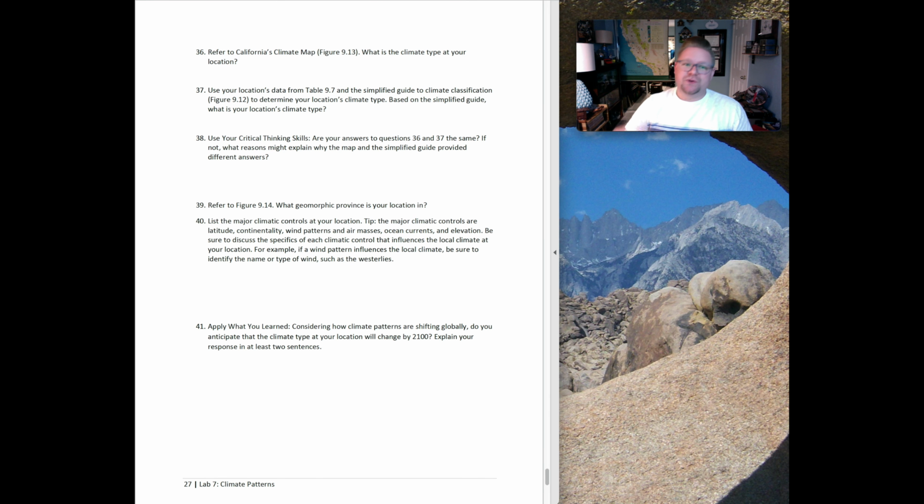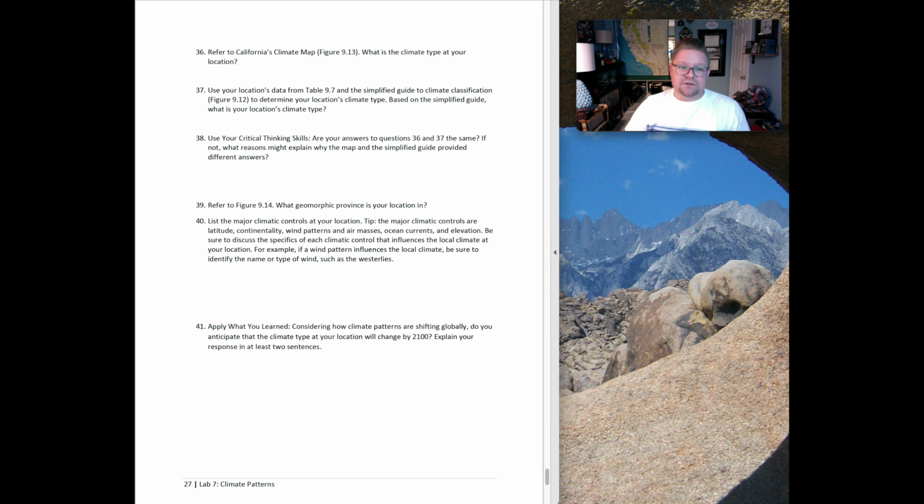Now, after you do that, we've got some references. Question 36, refer to California's climate map, figure 9.13. What is the climate in your location based on that map? Now, using your location's data from table 9.7 and the simplified guide to climate classification, you're going to solve your own and see if it's the same. Are the answers the same? Are they different? Why do you think it might be different? Why might they be the same?